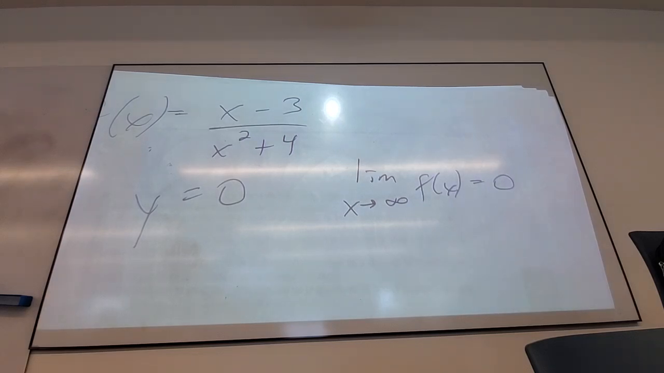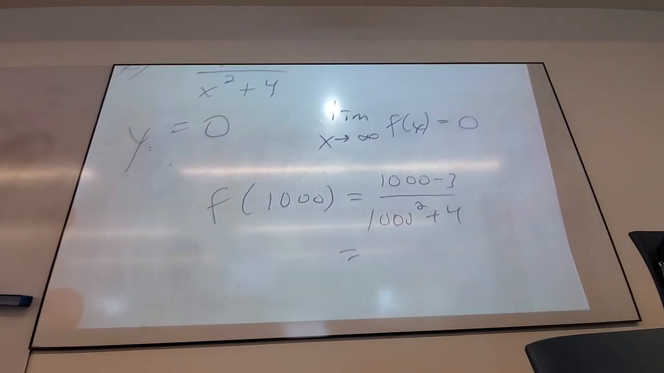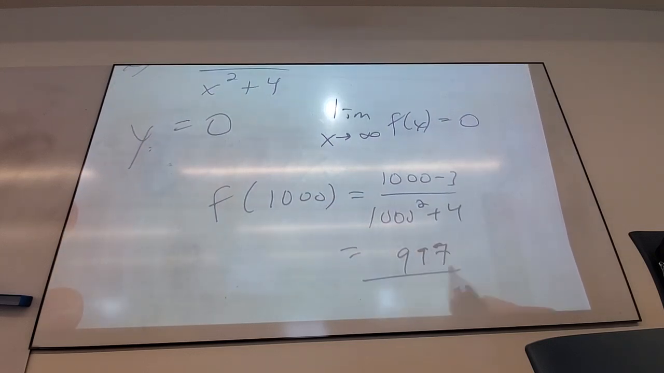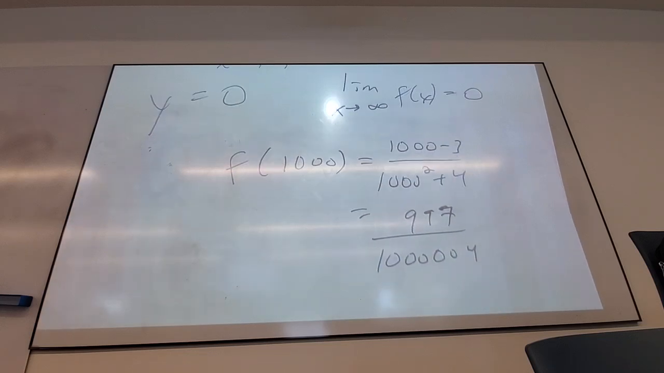Who's got a calculator? Okay, put f of 1,000, put a 1,000 in there. So 1,000 minus 3 divided by 1,000 squared plus 4. 0.0000997. I think it was 0.0000993. It's a guess.